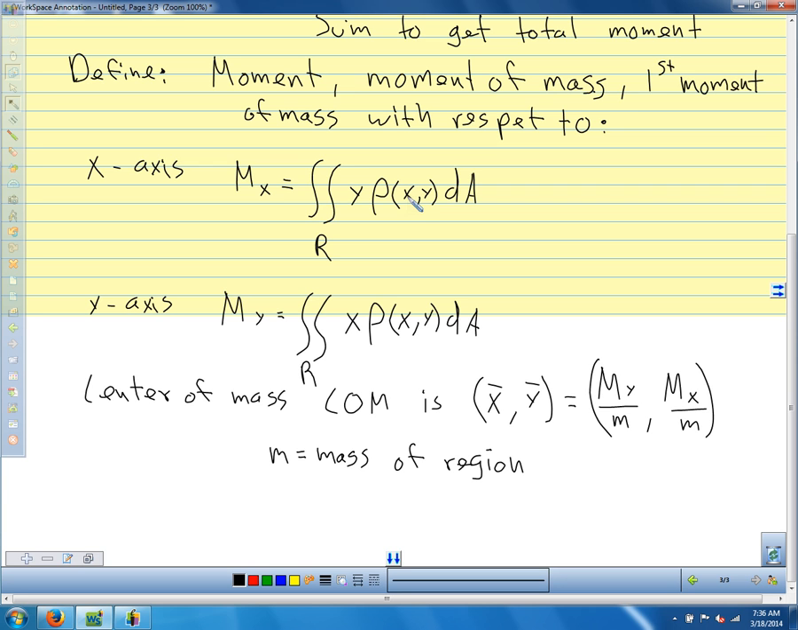So a triangle always has a particular centroid if its density is uniform. Center of mass usually is referring to a region where the density can be variable. So the center of mass is a property of the material as well as the shape. Centroid is usually just a property of the shape.